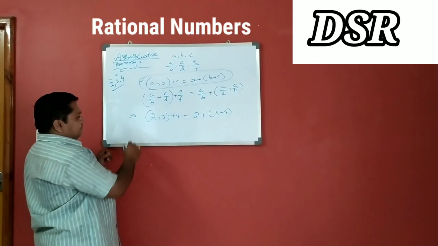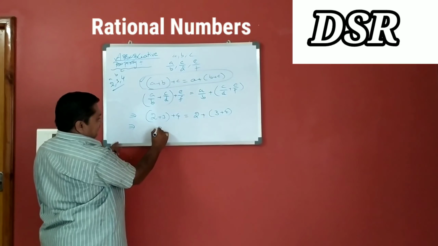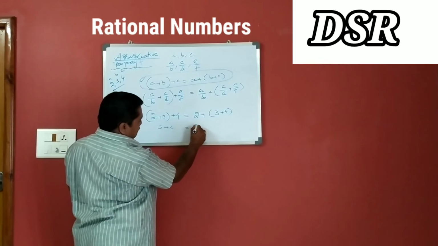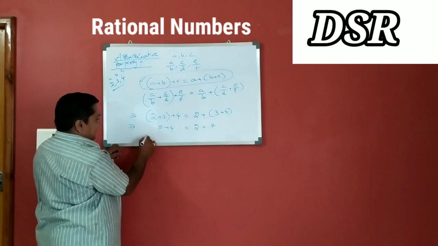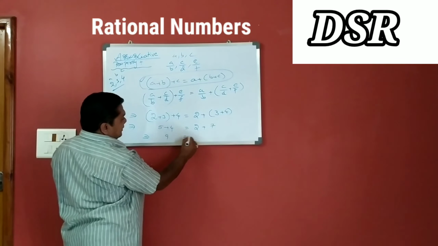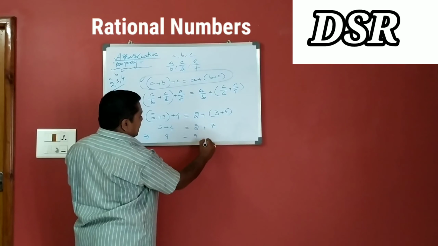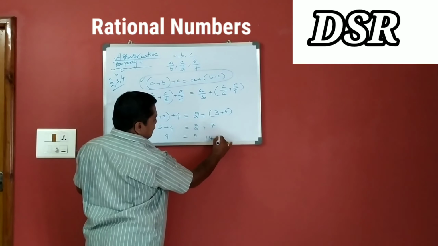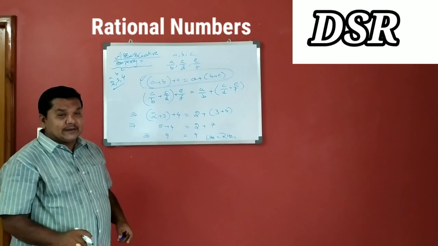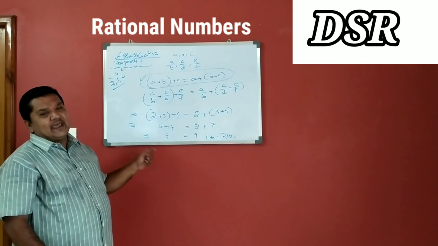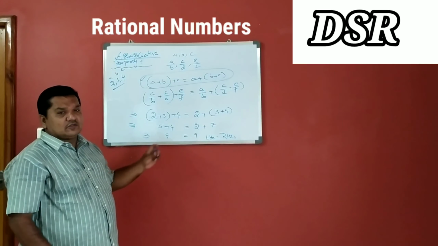So then what have we observed? 2 + 3 is 5, plus 4, that is equal to 2 + (3 + 4), which is 7. That implies 5 + 4 is equal to 9, and 2 + 7 is equal to 9. LHS is equal to RHS. So, the associative property under addition is satisfied by rational numbers.